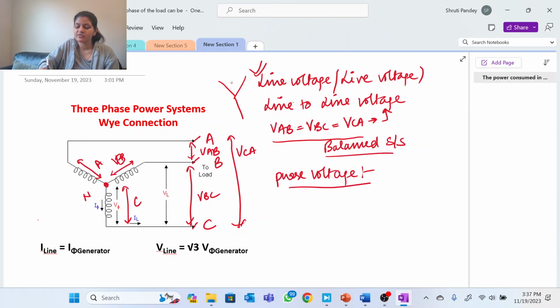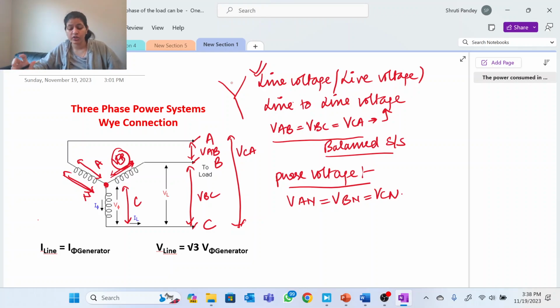So one is this phase voltage. So what is phase voltage? The voltage between any phase and neutral. So the phase voltage of this will be VAN. The phase voltage of this will be the voltage of phase with respect to neutral, that is VBN, and similarly VCN, right? So there are two kinds of voltages. The first one is line voltage, or line to line voltage, the voltage between two lines, and the other one is phase voltage between a phase or a line and neutral, right? So these two are the voltages.